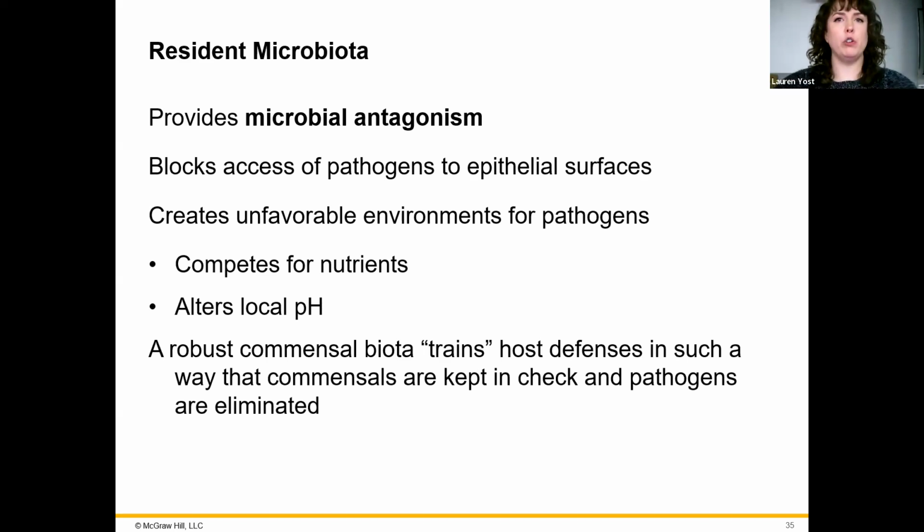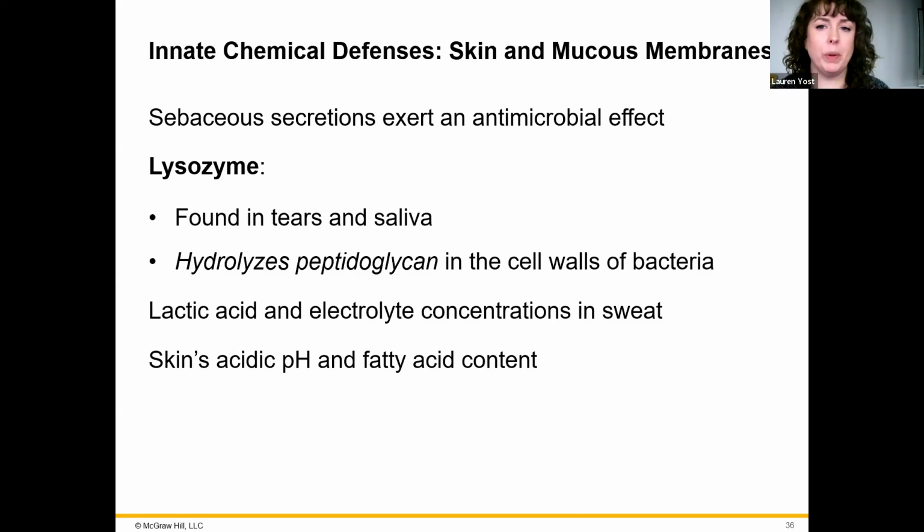They're going to take up the nutrients. They have their own preferred pH that might not be preferable to the bad guys. All of this, the bad guys can't handle. That's called microbial antagonism.